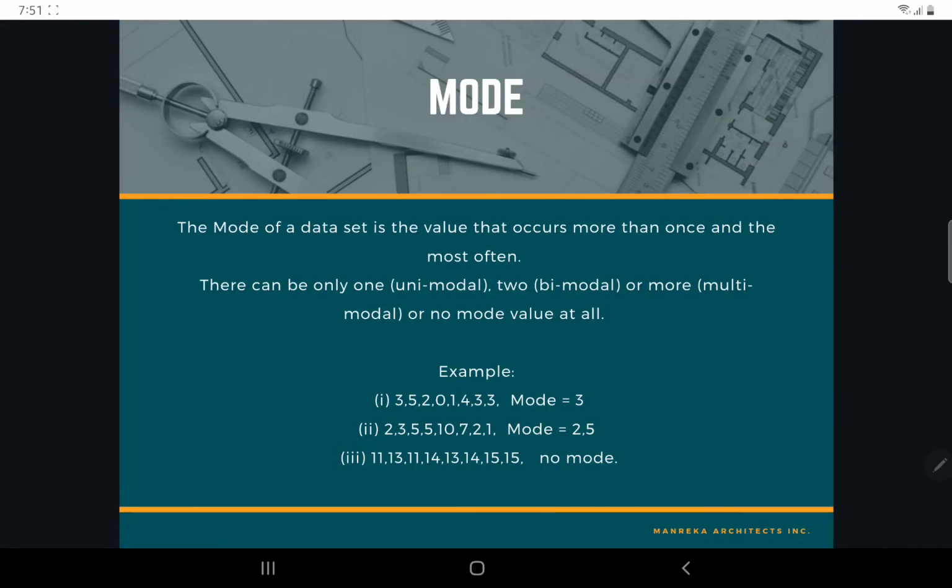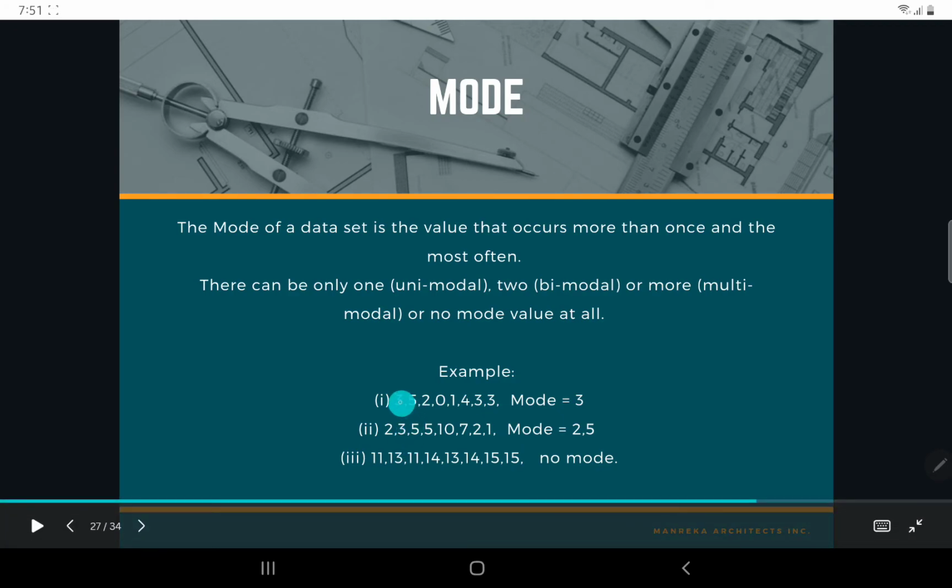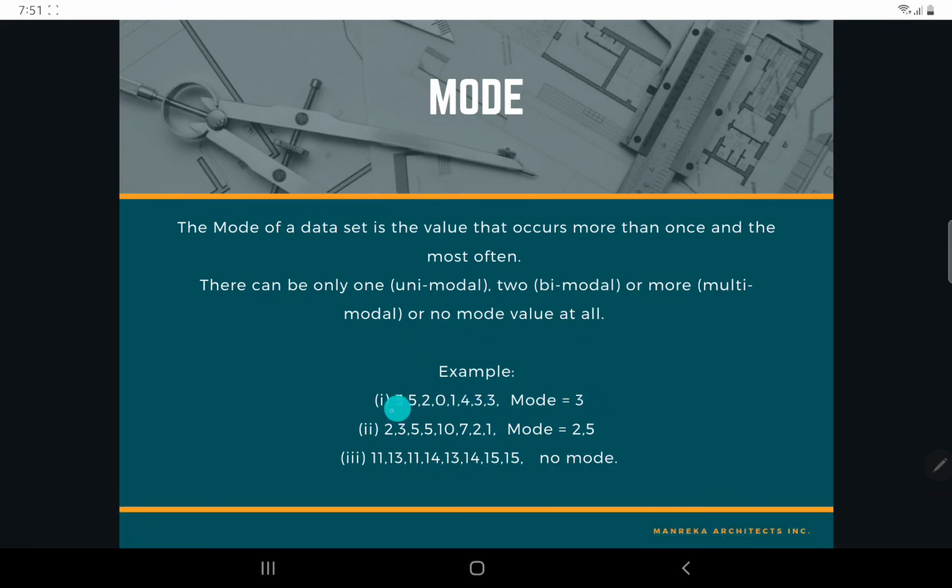Okay, the third one is to calculate the mode. What is the meaning of mode? The mode is the value that occurs most frequently in the data set. So maksudnya nilai yang berlaku banyak kali, yang paling banyak kali. For example, this data: 3, 5, 2, 0, 1, 4, 5, 5. So the mode is 3 because 3 occurs many times. 3 ni berlaku lebih banyak kali berbanding dengan data yang lain.